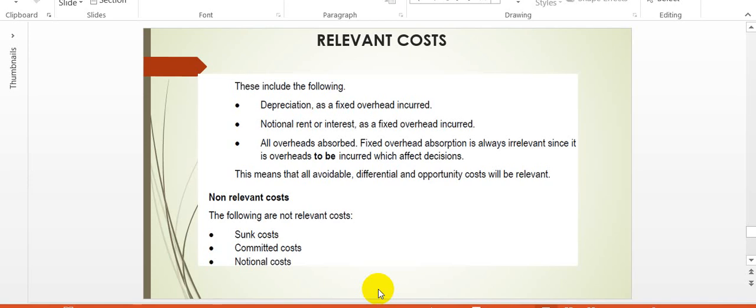So what this means is that all avoidable, differential and opportunity costs will be relevant costs. Sunk costs, committed costs, and notional costs, these will not be relevant costs and should not be included in decision making.